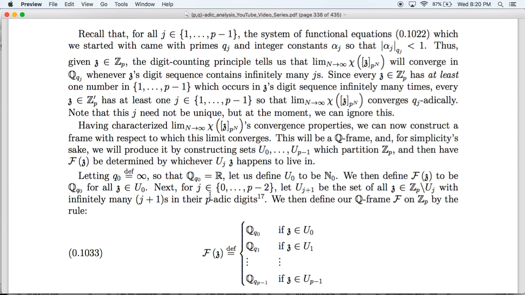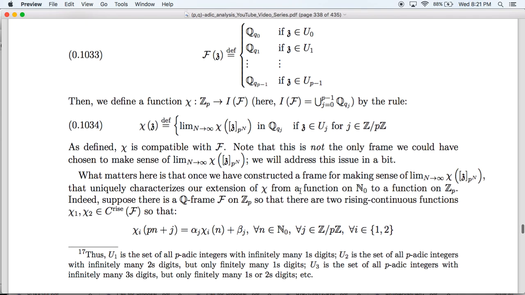Now, for every j starting from 0 to p minus 1, we're going to let U_{j+1} be the set of all z's which are in Z_p, but not U_j, such that they have infinitely many j+1s in their p-adic digits. So U1 is going to be the set of all p-adic integers with infinitely many 1s digits. U2 is the set of all p-adic integers with infinitely many 2s digits, but only finitely many 1s digits. U3 is the set of all p-adic integers with infinitely many 3s digits, but only finitely many 1s or 2s digits, etc.